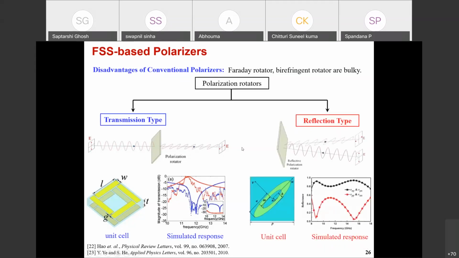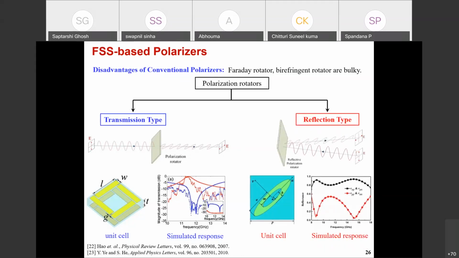What is the next type? It is the reflection type polarizer. And what is happening is that there is a ground plane at the back side. When there is a ground plane at the back side, nothing will be transmitted, everything will be reflected in the first medium. So if the incident wave, after interacting with this reflection type polarization rotator, changes the polarization of the reflected wave, then it is known as the reflective polarization rotator.